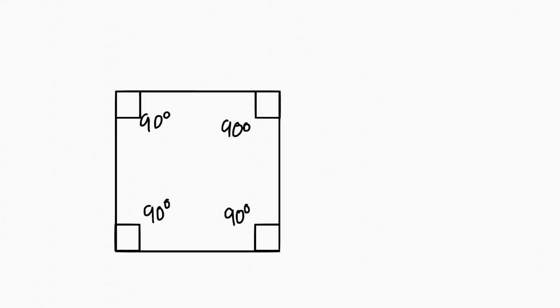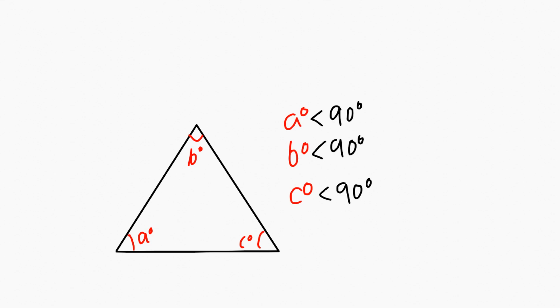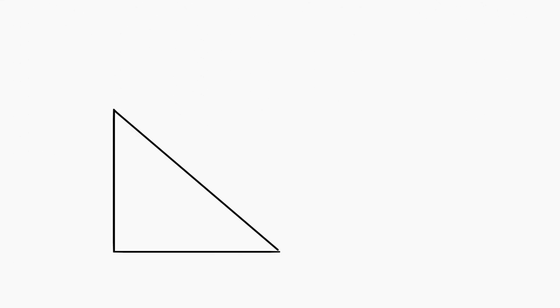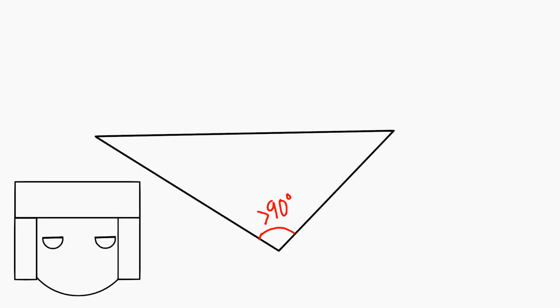Angles are a bit similar to lines, especially because angles are formed by lines. For example, regular polygons have equal angles. A triangle is named after its sides and angles. An acute triangle has all angles acute. A right-angled triangle has a right angle and there are obtuse triangles. I'm not explaining this one.